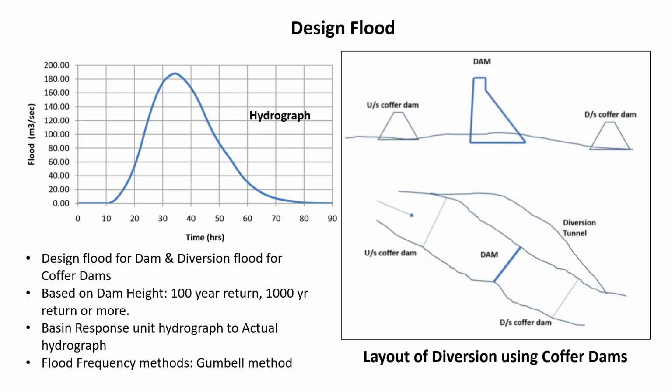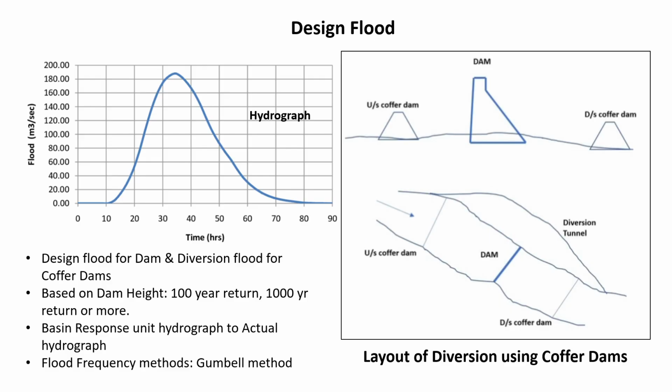This is the reason we should estimate the design incoming flood for main dam as well as the flood for diversion coffer dam. However, main dam will stay for more than 50 years and it should be safe during floods, so the design flood value we should estimate according to its dam height. If it is a small dam, we should estimate design flood for 100-year return flood. If the dam is very high, then we can go for 1,000-year return flood or more.